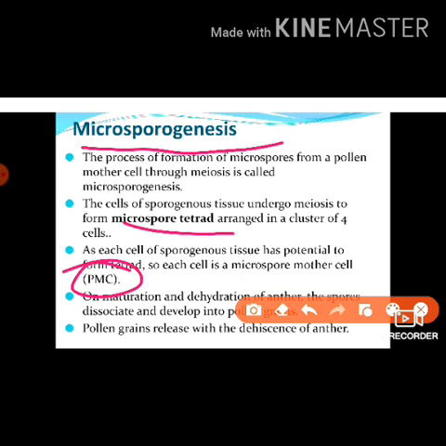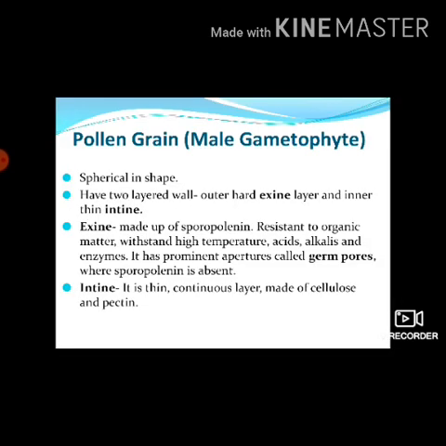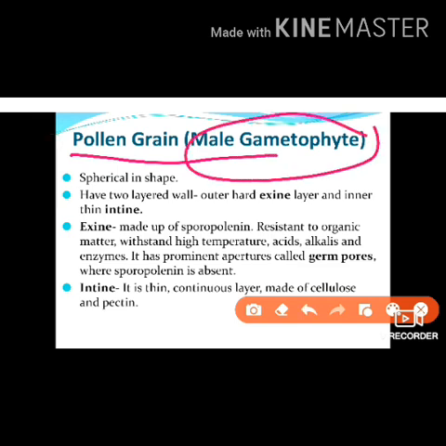Those will undergo maturation and they will form the pollen grains. Pollen grains are nothing but the microspores. And the process of formation of microspores, we call it microsporogenesis, in the microsporangia. And the next important term is the pollen grain, that is the male gametophyte in case of plants.